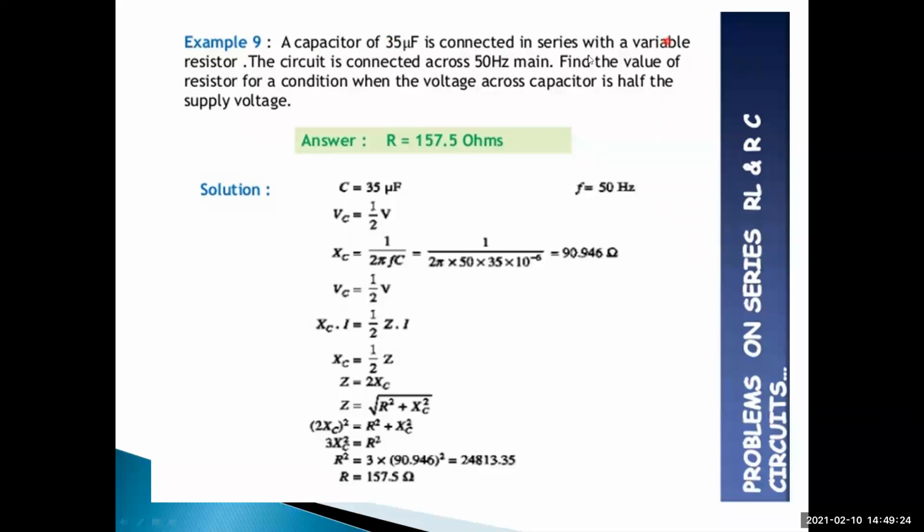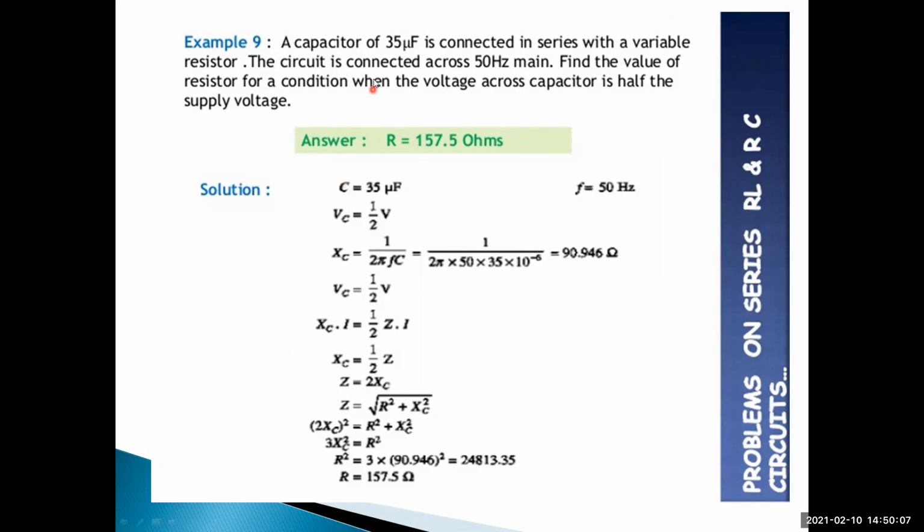A capacitor of 35 microfarads is connected in series with a variable resistor. This circuit is connected across a 50 Hz mains. Find the value of the resistor for the condition when the voltage across the capacitor is half of the supply voltage. Understood?